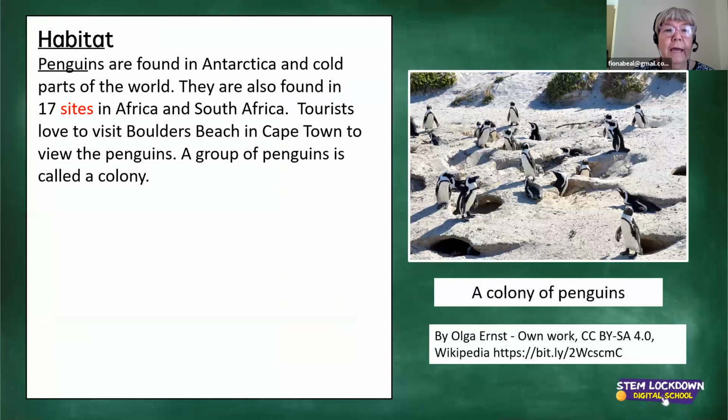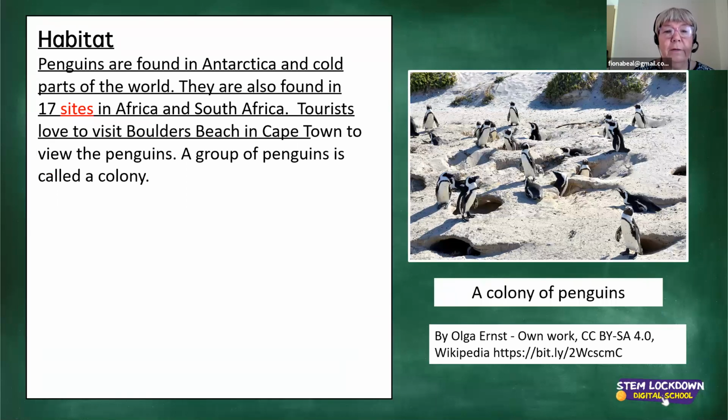Penguins are found in Antarctica and cold parts of the world. They are also found in 17 sites in Africa and South Africa. Tourists love to visit Boulders Beach in Cape Town to view the penguins. A group of penguins is called a colony, and you can see a picture of a colony of penguins on the right.